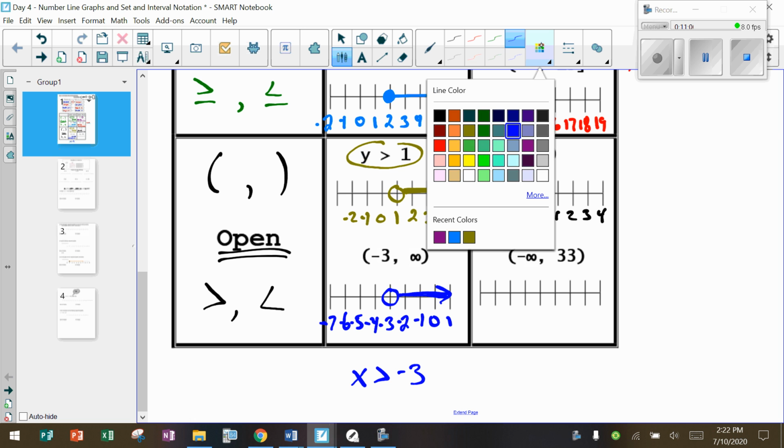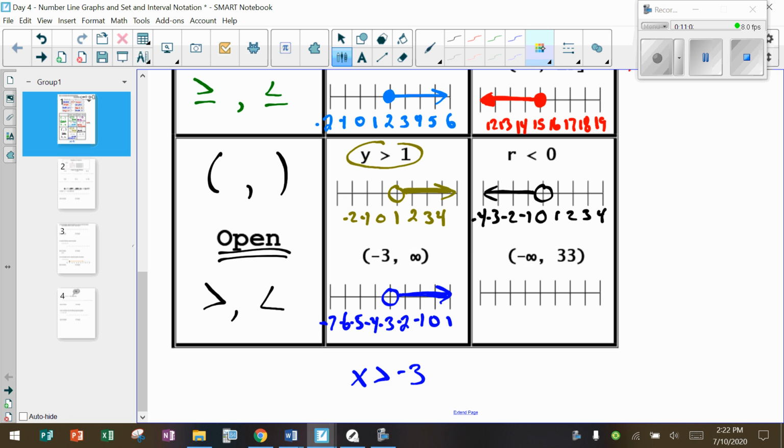Our last one in this section comes from -infinity up to the number 33. So I put some numbers on my number line. And this comes from -infinity, so that means all my x's will be smaller than 33. It means 33 is the biggest number that I reach because it comes from -infinity and stops just before 33. So that means my arrow would go down towards the left.